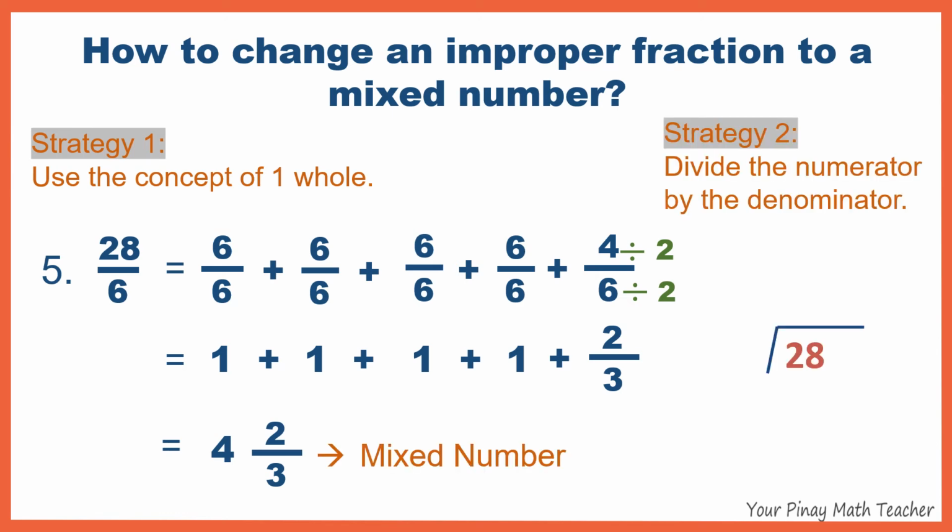Using strategy 2, we simply divide 28 by 6. We get 4. 4 times 6, 24. 28 minus 24, we get 4. So 4 and 4 over 6. Since 4/6 is not in its lowest term, we reduce it by 2. So the answer is still the same as 4 and 2/3.